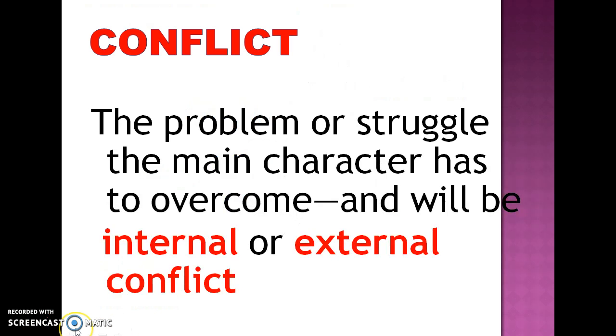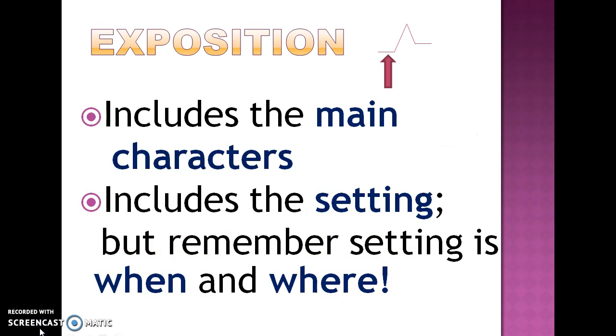Okay, so let's review. Conflict, we know that's the problem or struggle the main character has to overcome, and we can divide it into two categories, internal or external. Exposition. This is the first leg of the plot diagram. Remember, it includes the main characters and the setting. Don't forget, that means when and where in a story.